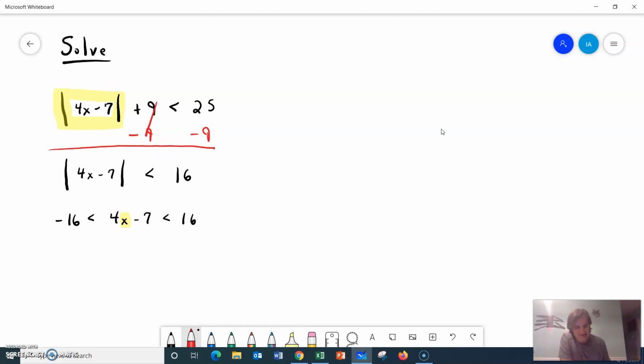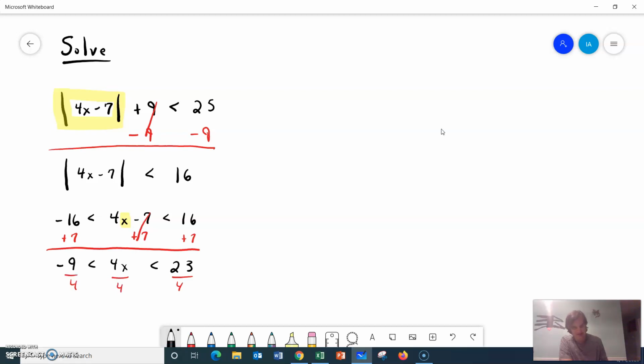So we need to get rid of the 7 that's added to the x term. So we'll add 7 to both sides, well, all three parts. So let's see, make sure I don't mess up here. So that'll give me negative 9 less than 4x less than 23. And I still got to get x by itself, so I'll divide everything by 4 since 4x is in the center.